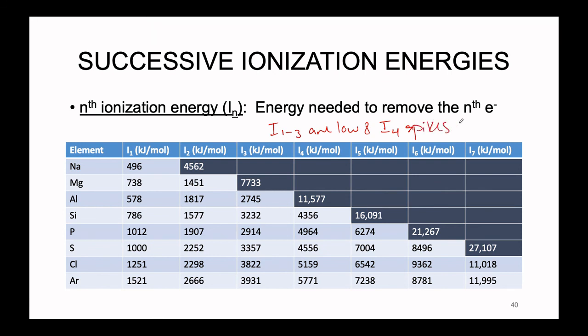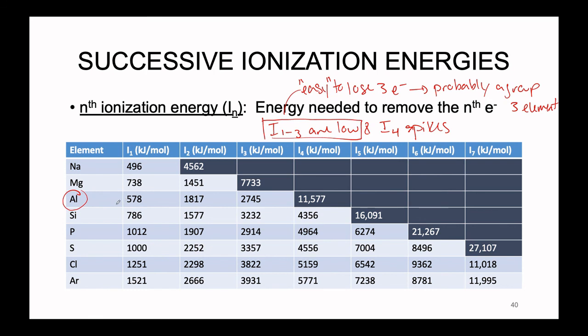Well, if there's a spike in the fourth ionization energy, that means it was relatively easy, I'm going to put that in quotes, to lose 3 electrons, which means the element is probably a group 3 element, something like aluminum, right? The first 3 were easy, the fourth one is hard. This means that you're going to be working with an element that can easily lose 3 electrons, and the fourth one is going to become increasingly difficult because you're cracking into its noble gas core.